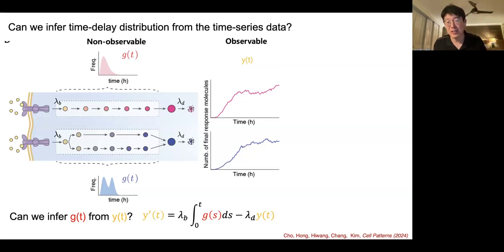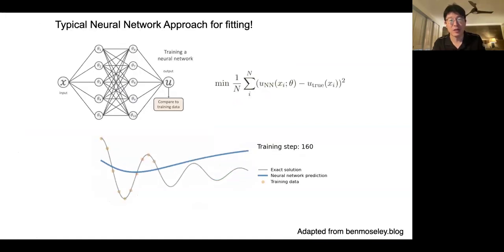So a typical optimization algorithm doesn't work to infer the function g of s, so we decided to use the neural network approach. A typical neural network approach uses a cost function minimizing the difference between the solution and the observed time series data. In that case, you can see that where the data exists, the fitting is pretty good, but outside of the data, the fitting is not good.